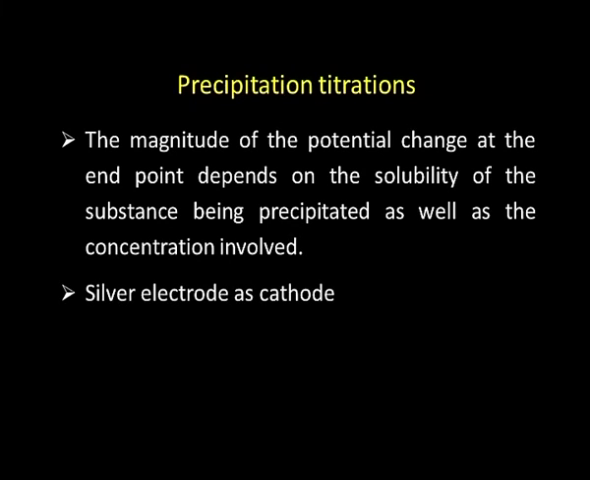Silver electrode is normally used as cathode in precipitation titrations. Saturated calomel electrode is used as an anode and the potential can be represented as E is equal to E0 plus 0.059 log X minus.